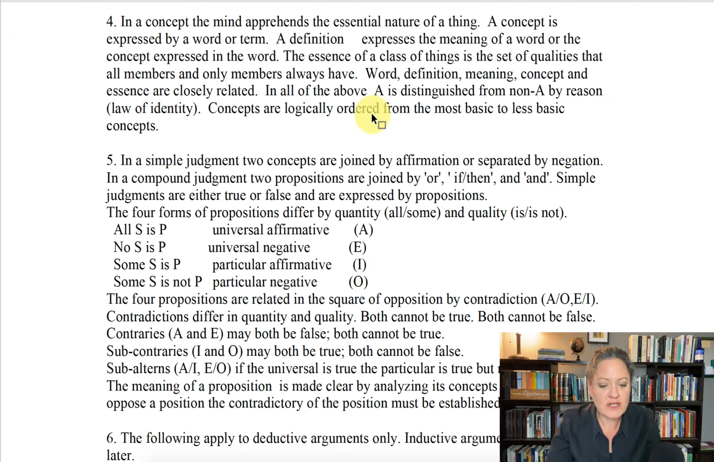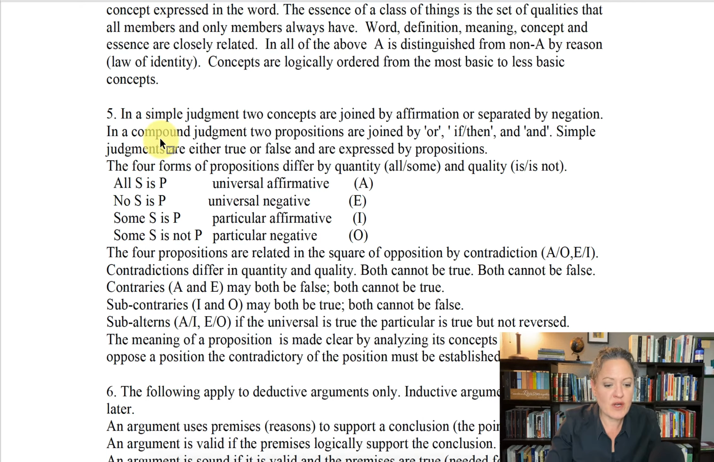Concepts are logically ordered from most basic to less basic concepts. This is presuppositional thinking. Remember, we have more basic and then less basic. And we gave the example, meaning is more basic than truth. Well, concepts are more basic than judgments, and judgments are more basic than arguments. So the handout is also logically ordered. So here's a summary about concepts.